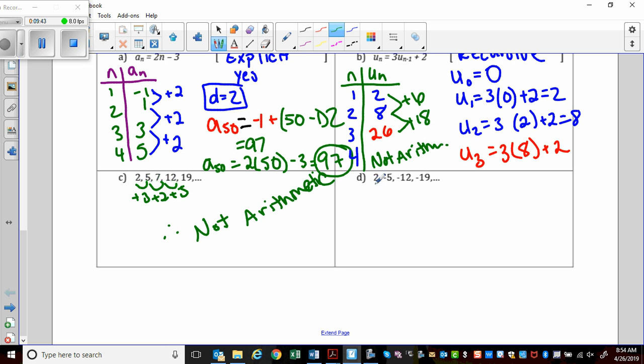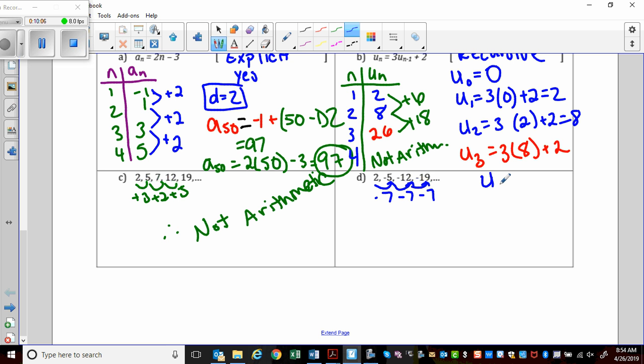All right, let's look at this. This one looks like it is decreasing. 2 minus 7 is negative 5. Negative 5 minus 7 is negative 12, perfect. Negative 12 minus 7 is negative 19. Okay, so we're actually subtracting 7 each time.